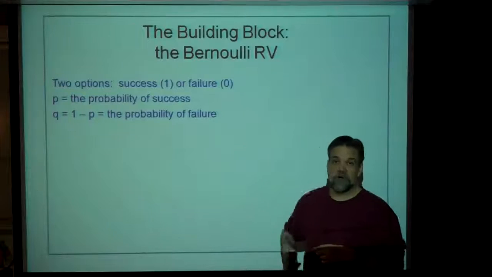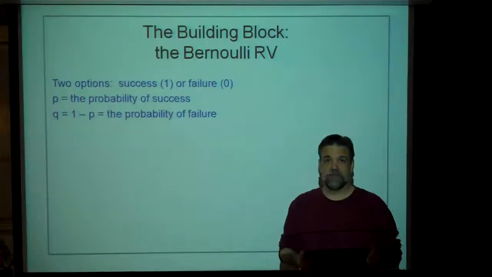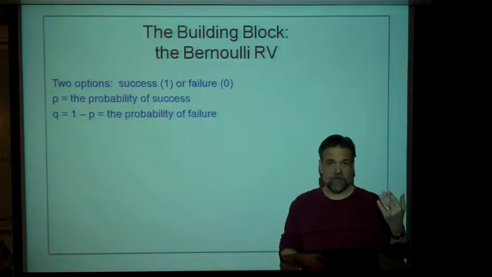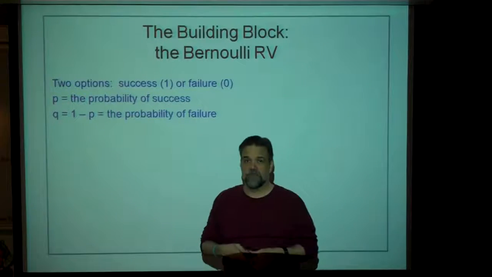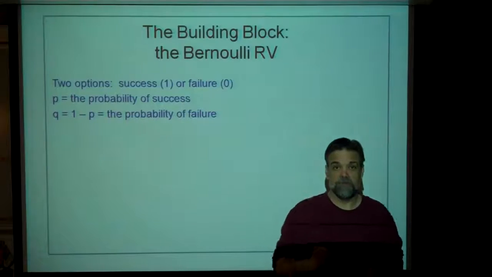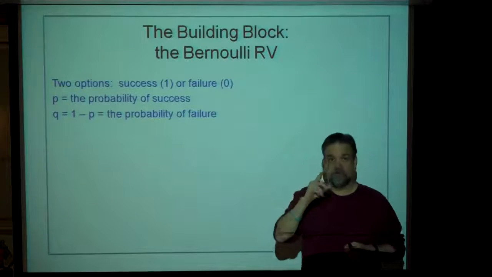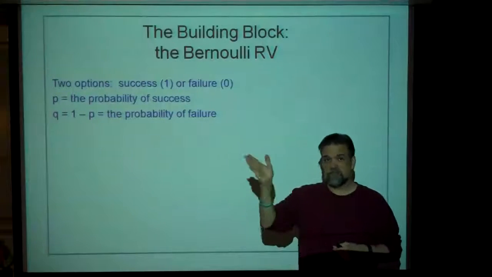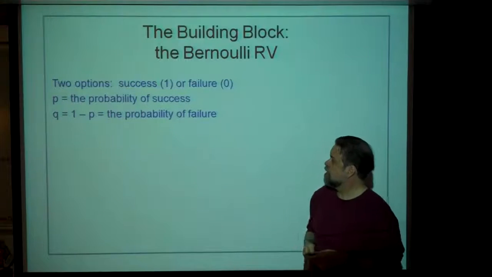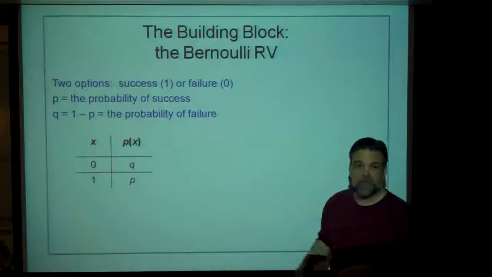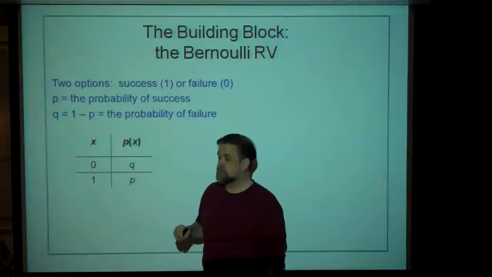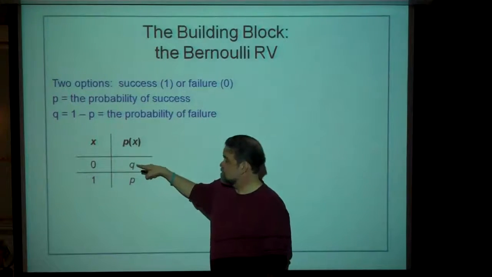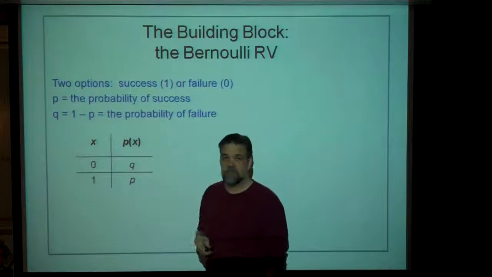That is, two options: success, failure. The probability of success we call p. The probability of failure is 1 minus p, or q. It's like flipping a coin, one flip, or throwing a dart, one throw. Success, failure. There's our probability model right there. You can either get zero successes or one success. The probability of zero successes is q. The probability of one success is p.